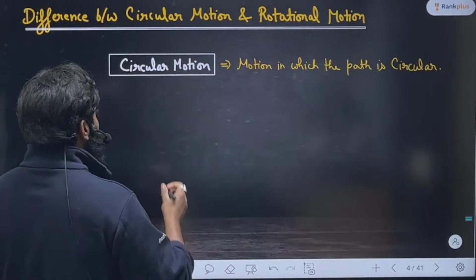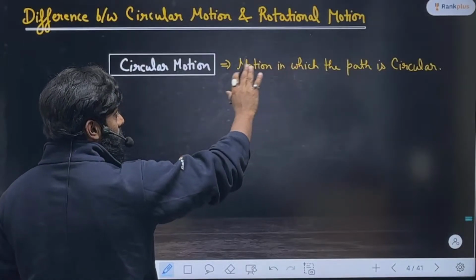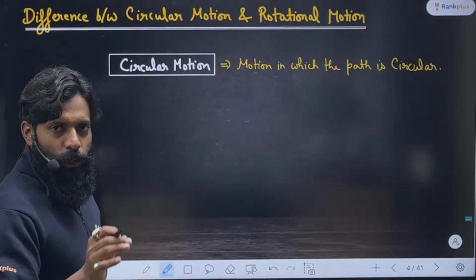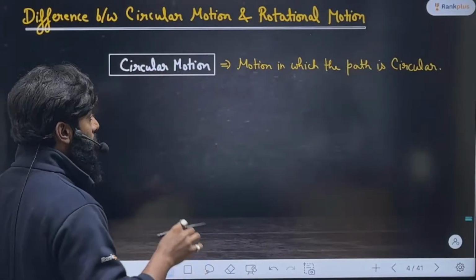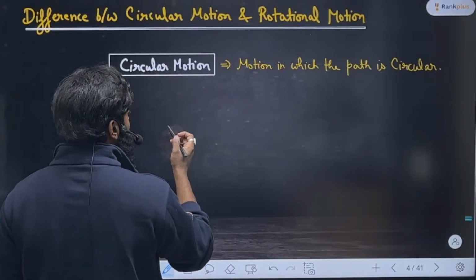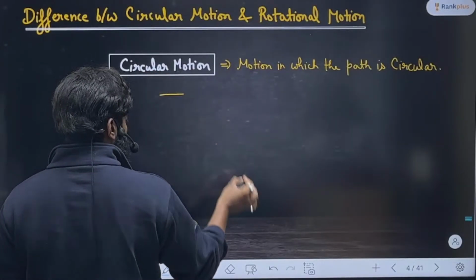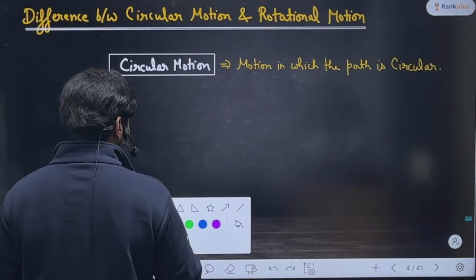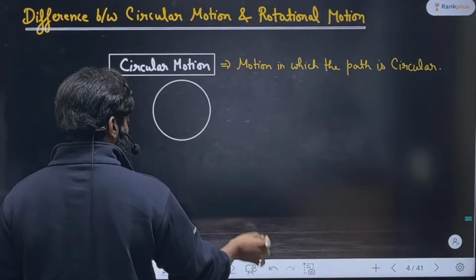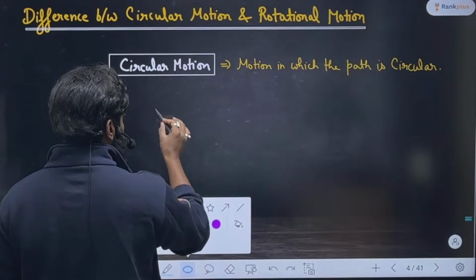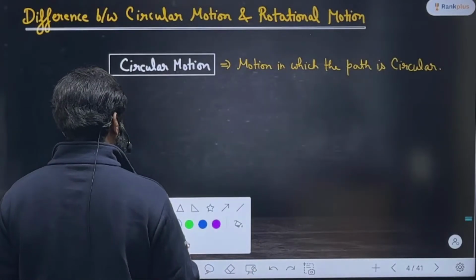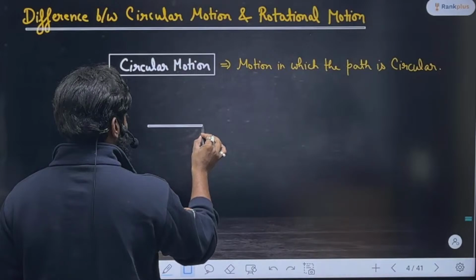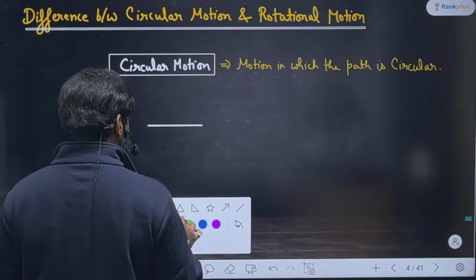So any type of motion in which the path is circular, we will consider that motion to be circular. Okay, it's very simple. If I tell you that one object is moving, let me take one example to explain this.